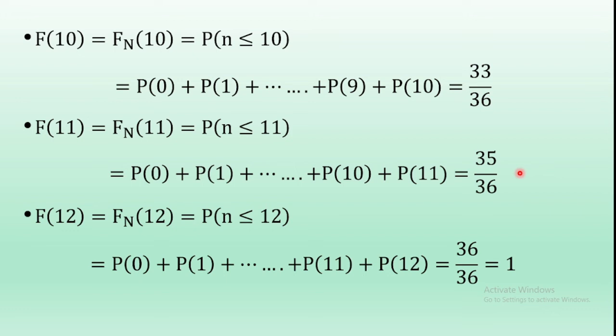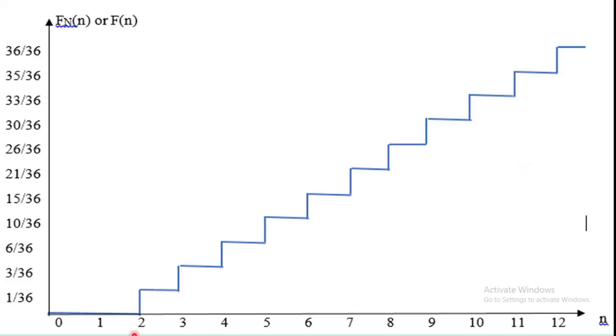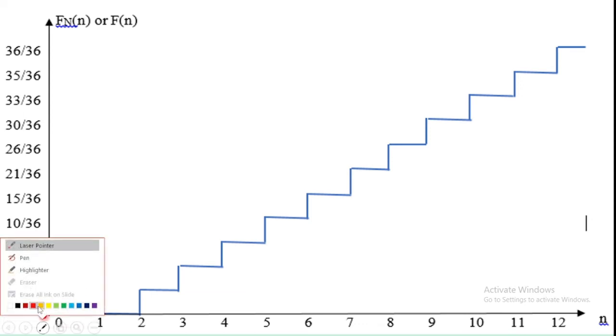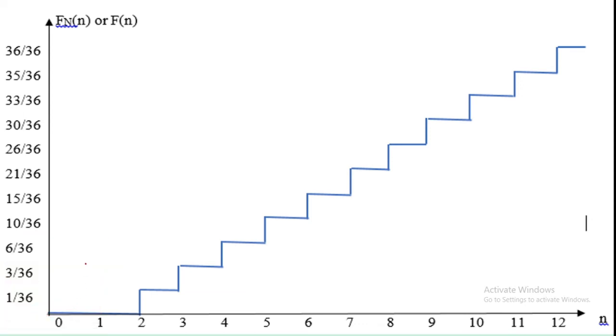And after that, draw the graphical representation of cumulative distribution function versus value of the random variable. Now here, what are the values of the random variable? Small n is equal to 0 to 12 on the x-axis, that is the value of the random variable, and on the y-axis the cumulative distribution function or probability distribution function values. Now here n is equal to 0, the cumulative distribution function value is 0, and n is equal to 1, the cumulative distribution function value is 0.